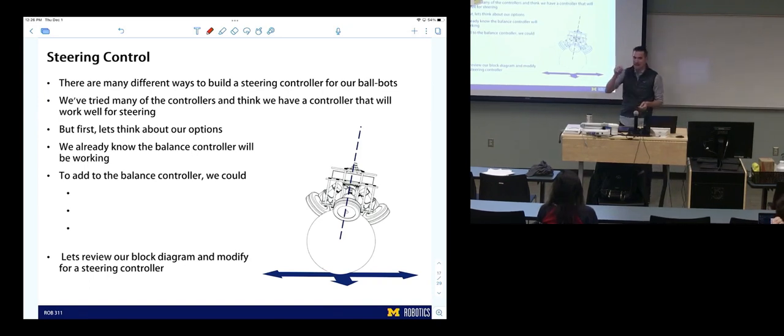Before we talk about exactly the way we did it, I just want to talk through a few different options. If we wanted to steer, what are some variables that we could use to build a steering controller? What do you have access to? Yeah. The angle. Yeah.